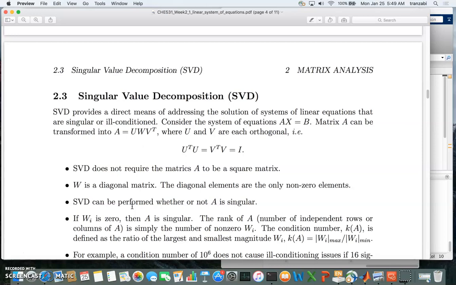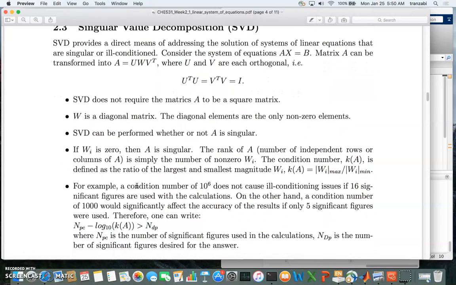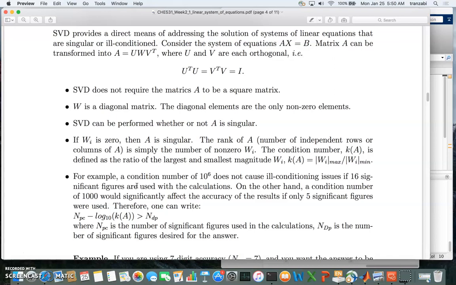In singular value decomposition, we can decompose any matrix, either square or rectangular, into U, W, and V transpose. U and V are orthogonal matrices, where by definition U transpose U is equal to identity, V transpose V is equal to identity, and W is a diagonal matrix. The elements on the diagonal are called singular values. So by looking at W, we should be able to say whether the system is solvable, whether we have a unique solution, an infinite number of solutions, or no solutions.